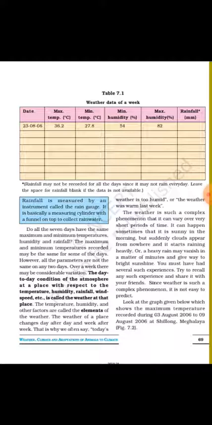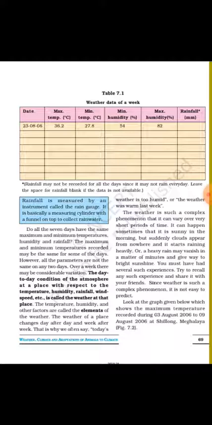The weather is such a complex phenomenon that it can vary over a very short period of time. It can happen sometimes that it is sunny in the morning, but sudden clouds appear from nowhere and it starts raining heavily. Or a heavy rain may vanish in a matter of minutes and give way to bright sunshine. You must have had several such experiences. Try to recall such experiences and share them with your friends. Since weather is such a complex phenomenon, it is not easy to predict.